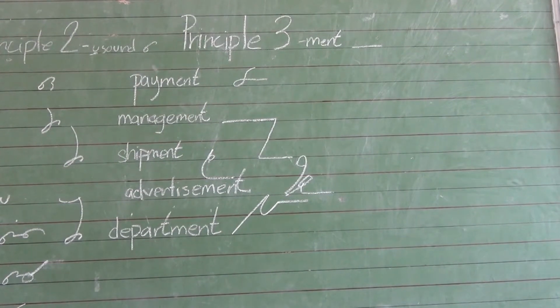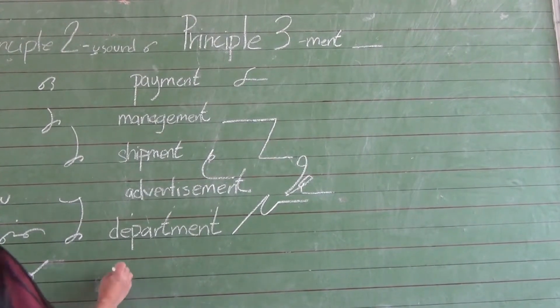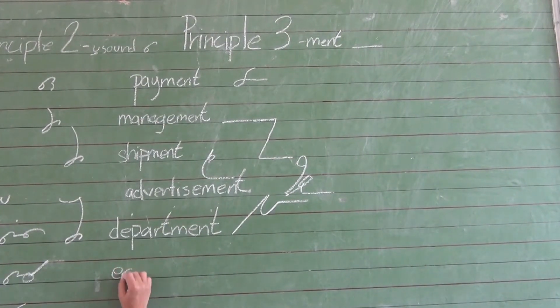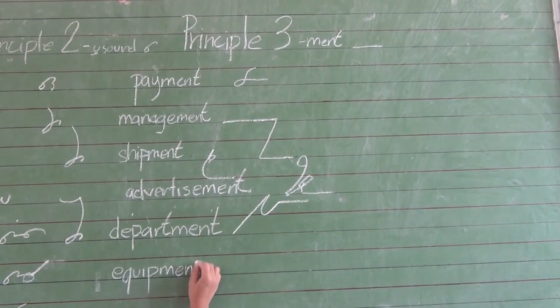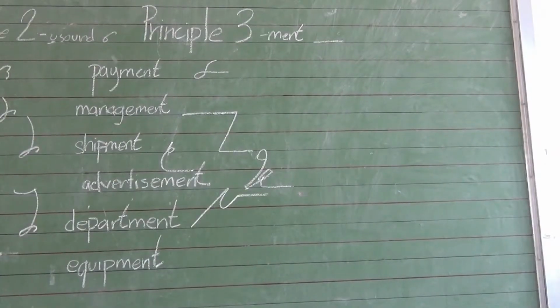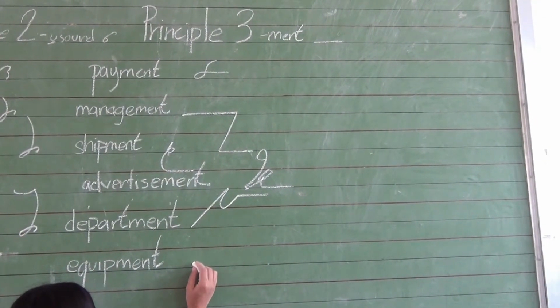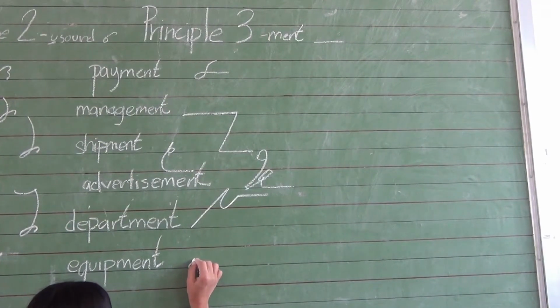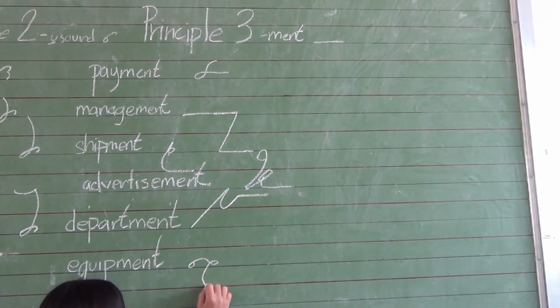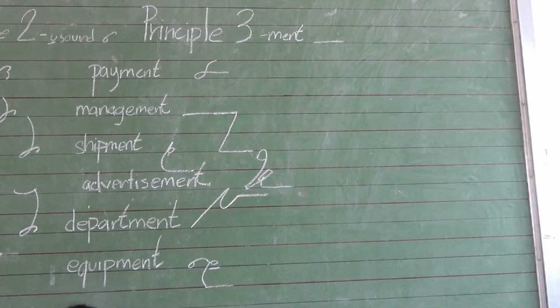Next, equipment. It is represented by E stroke, K, E, P, and M stroke with a dash represented by W sound.